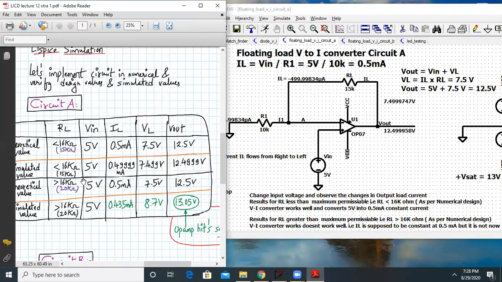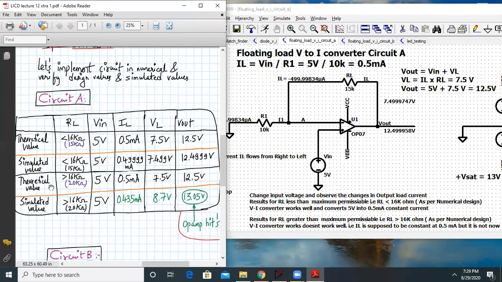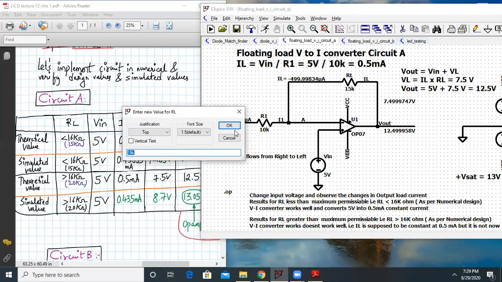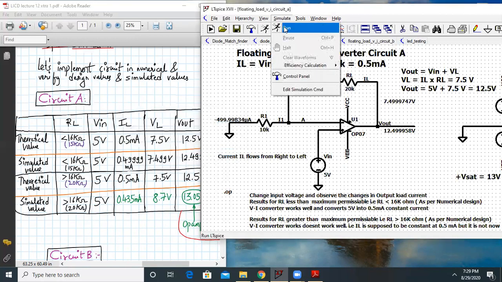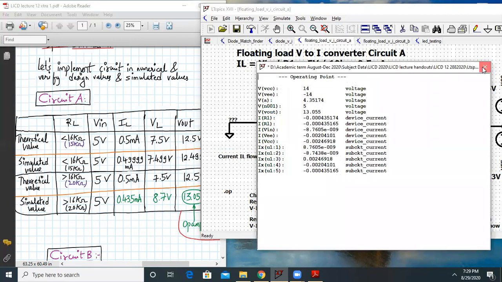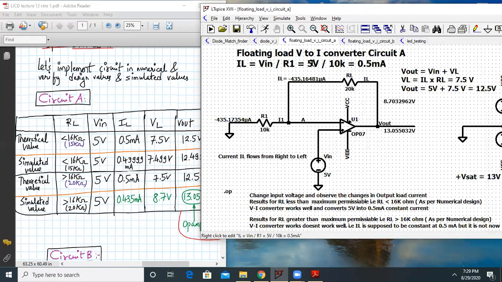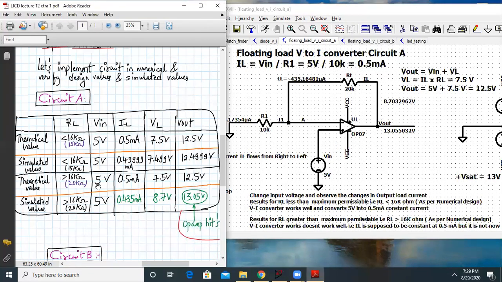All results are fine. Now let's say that the theoretical value of RL, we choose it at 20 kilo ohms. Let us see what will happen if we select it as 20 kilo ohm. We have selected it as 20 kilo ohm now. We'll simulate this again. Are we getting some different values? Yes. The value of IL, which is supposed to be 0.5, is around 435 microamperes, that is around 0.435. And the value of VL is also different, around 8.703 volts. And the value of output is around 13.05. So that's what we are getting.